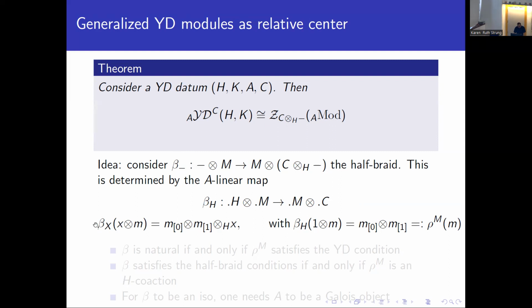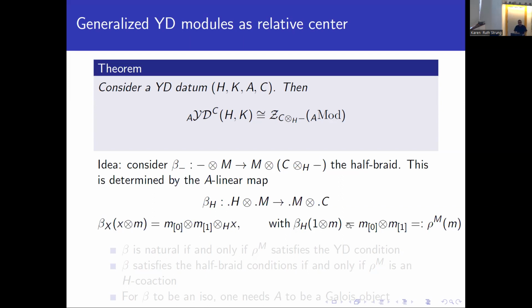More generally, if we put some X here, where X is some object in H module, then in general the formula of the beta, the half braiding, becomes like this. But we have to be careful, because this is on M, this is on C, and X is in H module. And how do we define the coaction here? The coaction of M is similar. We define the coaction of M on C to be the beta of one tensor M.